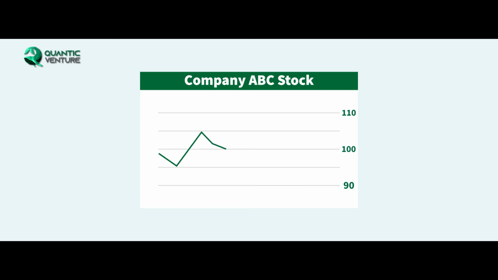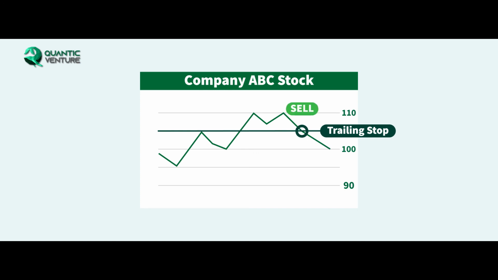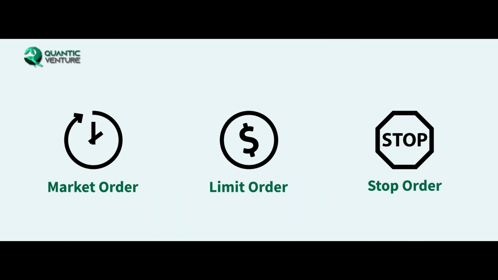So, let's say you own a stock trading at $100 and place the trailing stop order $5 below the current price. If the stock price increases to $110, the stop price would rise from $95 to $105, staying $5 below the market price. But if the stock were to start slipping, the stop price would stay at $105, minimizing your potential loss on the position. Each order type has its advantages and disadvantages.